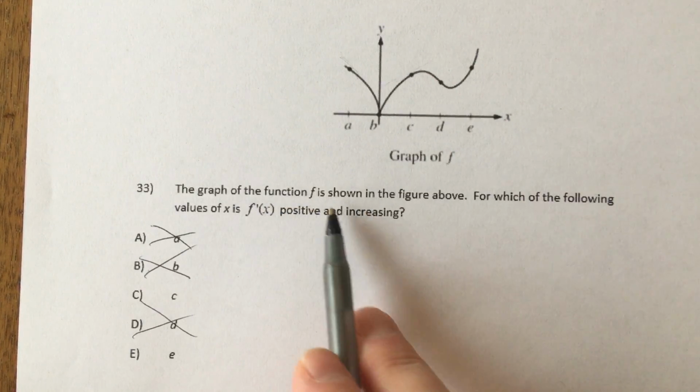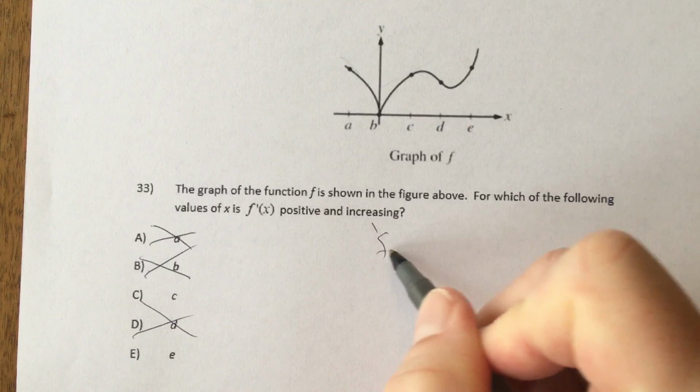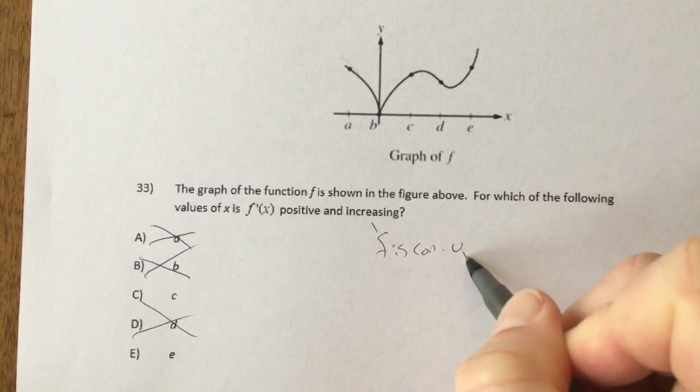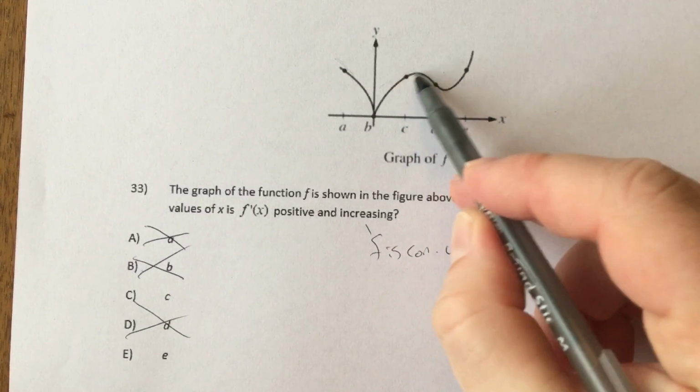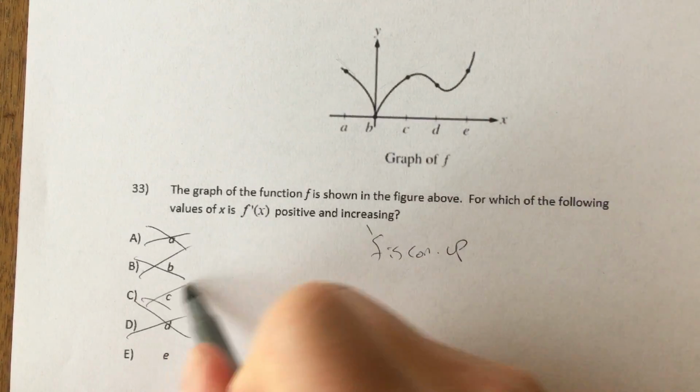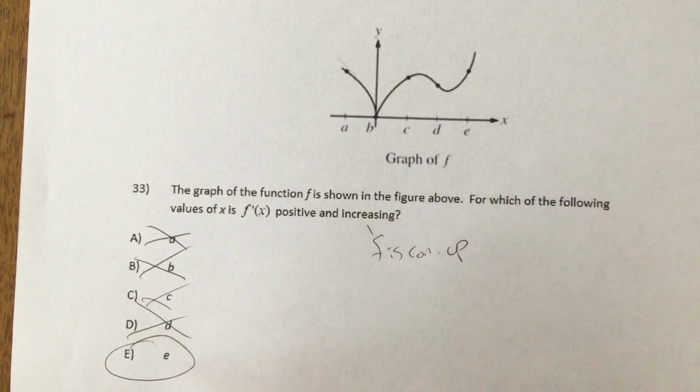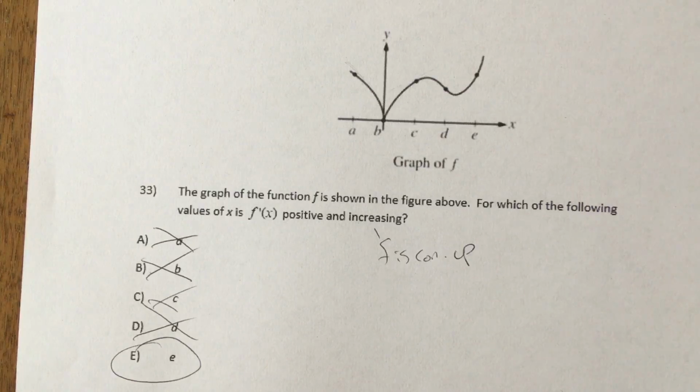In order for f prime to be increasing, that means f is concave up. The part that C is on is concave down, but the part that E is on is concave up, so E would be our choice. Right, so not too bad there.